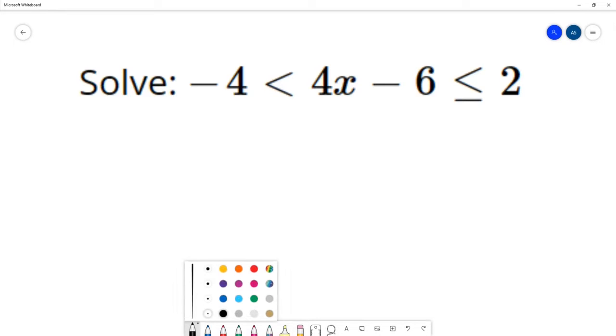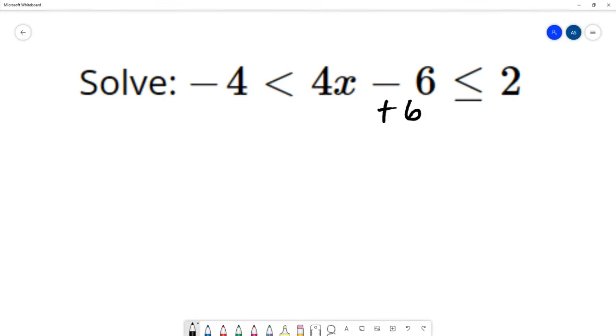So to get that variable by itself in the middle, we'll need to add 6. And typically with an equation, whatever you do to one side of the equation, we want to do the same thing to the other side. But since this has 3 parts, we need to do the same thing to all 3 parts. I'm also going to add 6 on this right-hand side and add 6 on the left-hand side.